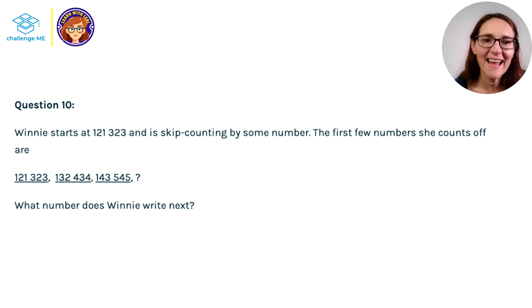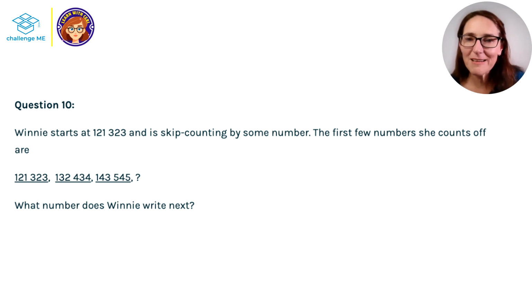Finally, question 10. Winnie starts at 121,323 and has skip counted by some number. The first few numbers she counts off are, and I'll let you read them. What number does Winnie write next? So I got lucky on this, but then maybe it's just because I've been doing these puzzles for 40 years.